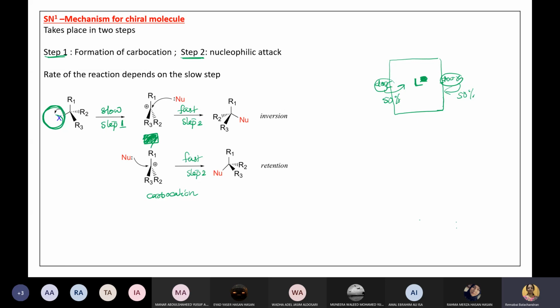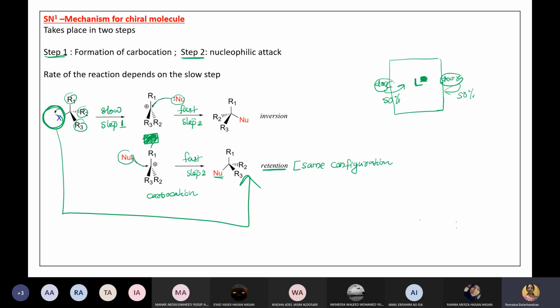Now this nucleophile can come either through this way. Can you see two possibilities? The nucleophile is coming through this way, or the nucleophile can come through the opposite way. So you will get two structures, two products. In one of the products, can you see what is the difference? R1, R2, here it's just R3 replaced, towards the same side, instead of X, Nu. So we call it retention. That means same configuration as the reactant.